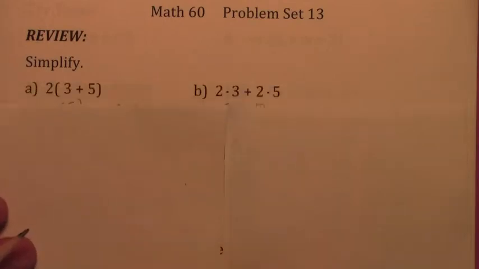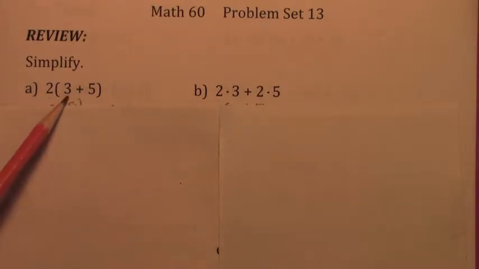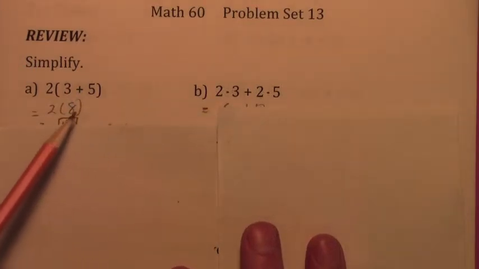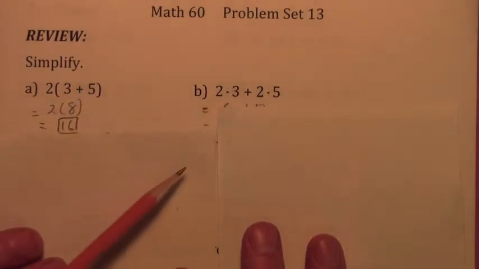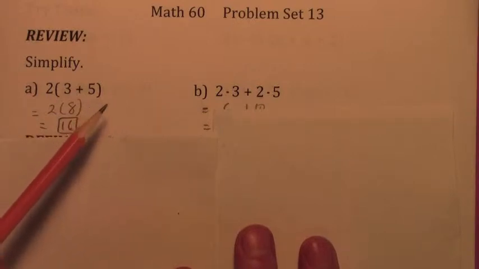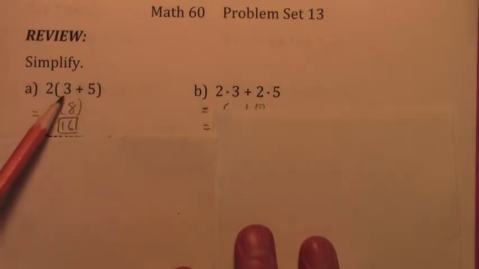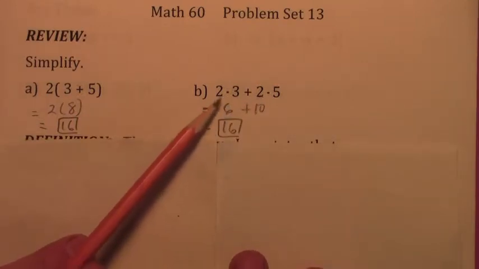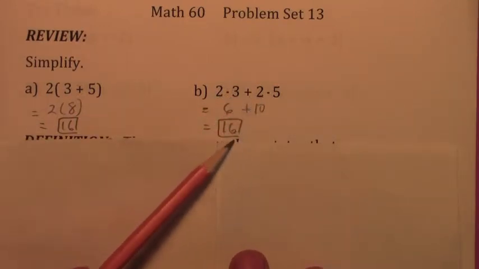All right, so let's look at these two. These aren't too hard. There's a pattern I want you to look at here. When you simplify this, it is 2 times the quantity of 3 plus 5. You'd use the order of operations, right? 3 plus 5 is 8. 2 times 8 is 16. Whereas this says this 2 is multiplying each of them. You see the 2 multiplies the 3 and the 2 multiplies the 5. And if you do it that way, you get 6 plus 10, which is also 16.